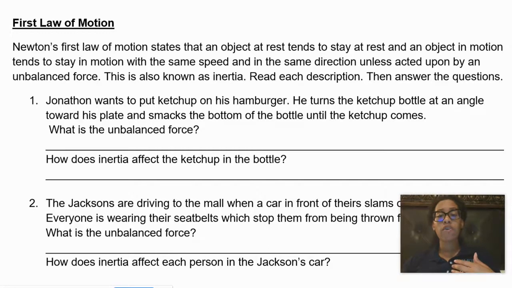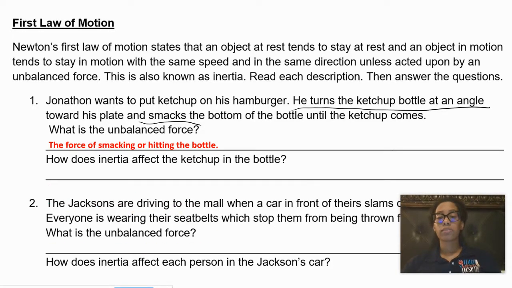Well, the unbalanced force is any force that causes a change in motion. When he turns the ketchup bottle at an angle and smacks it, that is the unbalanced force. Okay, the ketchup bottle was at rest. He turns it, that's changing direction, that is a change in motion, that's unbalanced, and then he smacks it. Okay, so he's trying to get the ketchup to flow out. Well, how does inertia affect the ketchup in the bottle? The ketchup keeps moving out. So I'm going to fill in.